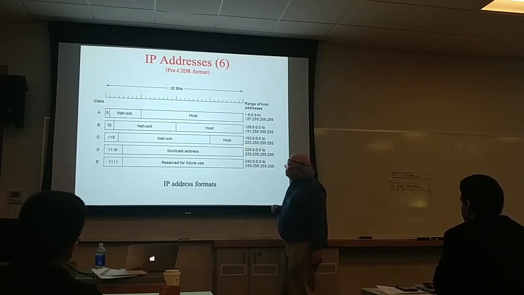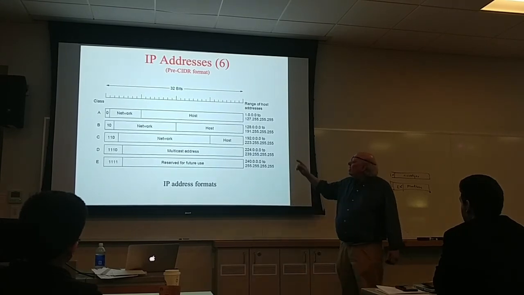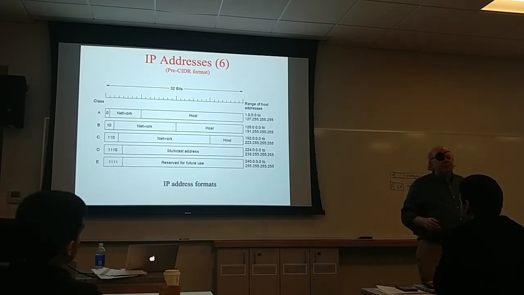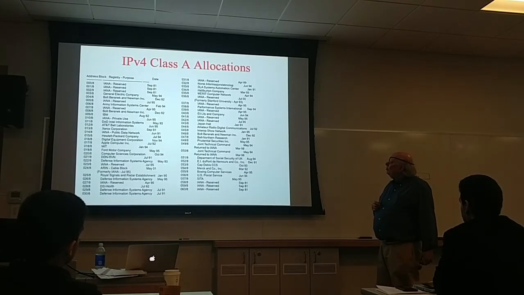Obviously, a Class A address was a really huge network. Class B was sort of medium size. You split it in half, 16 for network and 16 for host. And then for really small networks, which is really too small, 255 hosts is not very many at all. And then they had that E for future use.